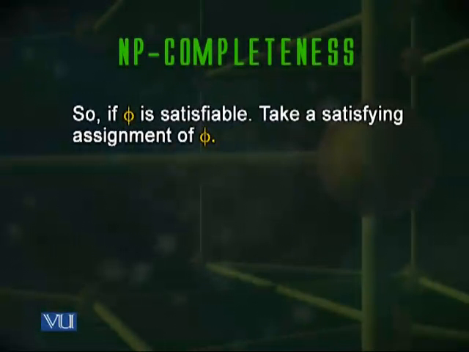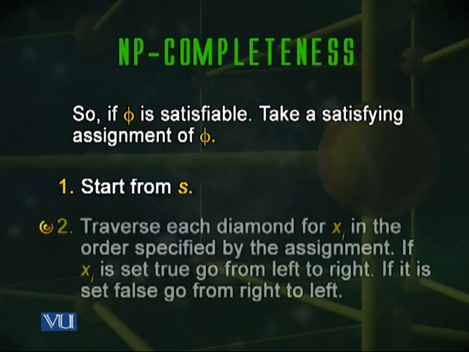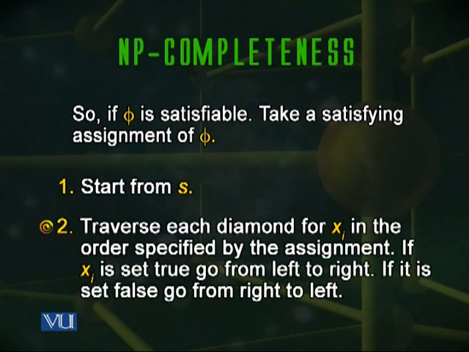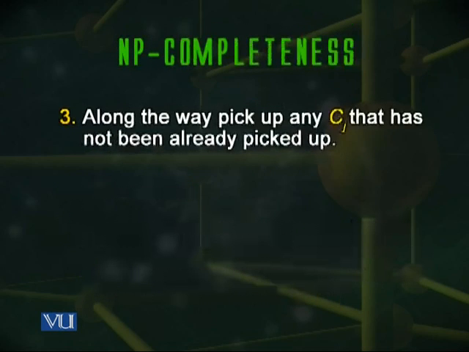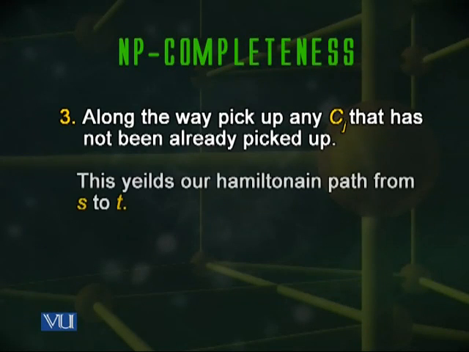So if phi is satisfiable, then we can do the following. We take a satisfying assignment of phi, we start from S, we traverse each diamond for xi in the order specified by the assignment. If xi is set to true, we go from left to right, that is, we go in a zigzag fashion. If it is set to false, we go from right to left. Along the way, we pick up any Cj that has not already been picked up. This yields our Hamiltonian path from the vertex S to the vertex T.